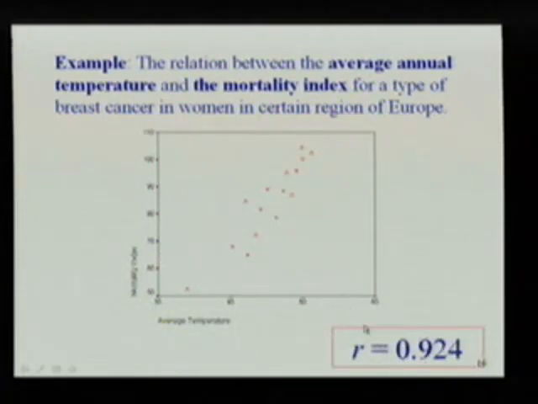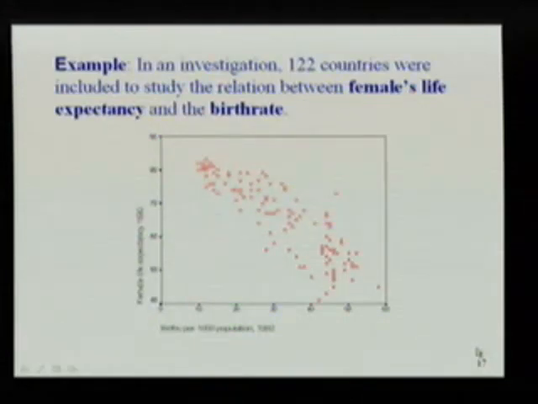In fact, for this study, the correlation is 0.924. It's pretty high. Okay? And how do they calculate? Just like the formula that I explained to you. If you look at this one, what's the correlation? Is the correlation negative or positive? Negative. Is there a linear correlation there? Yes. The correlation is somehow like a straight line pattern.